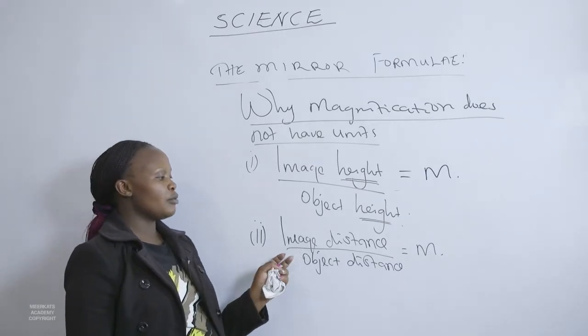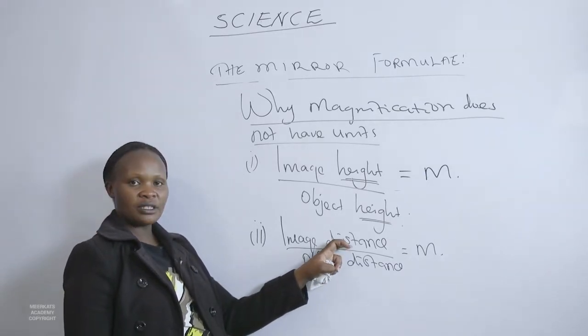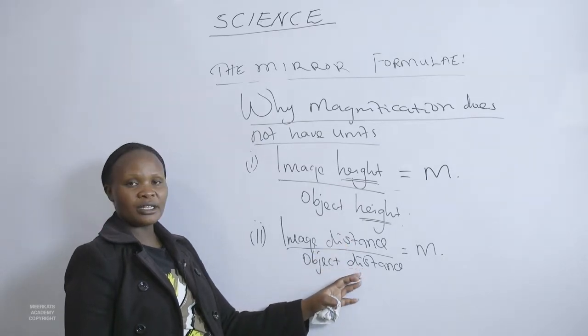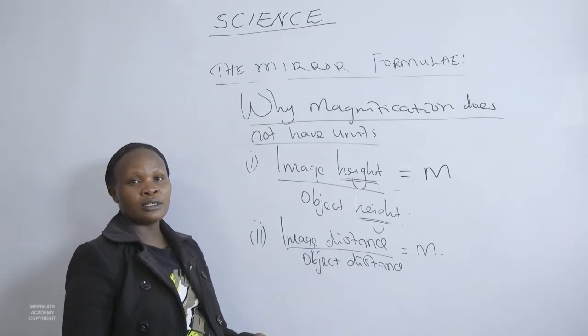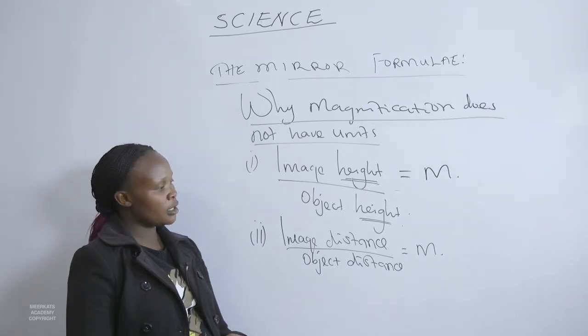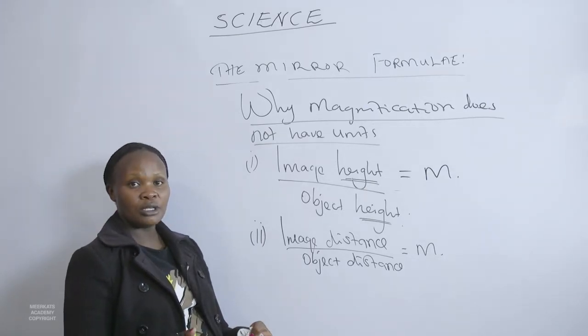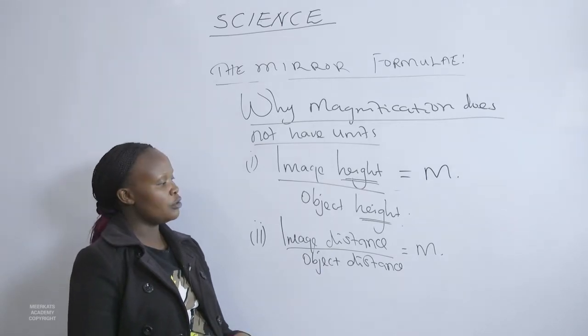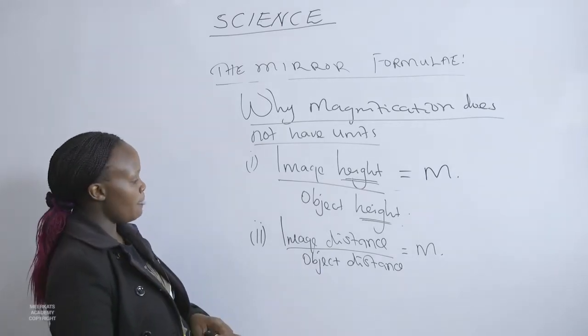Again, you look at this formula, you have distance as your numerator, you are comparing it to another distance, which is your denominator. That means the units will be similar. You will cancel them before you move ahead.